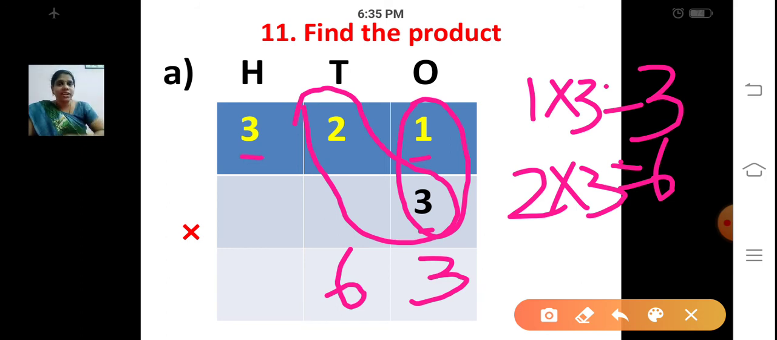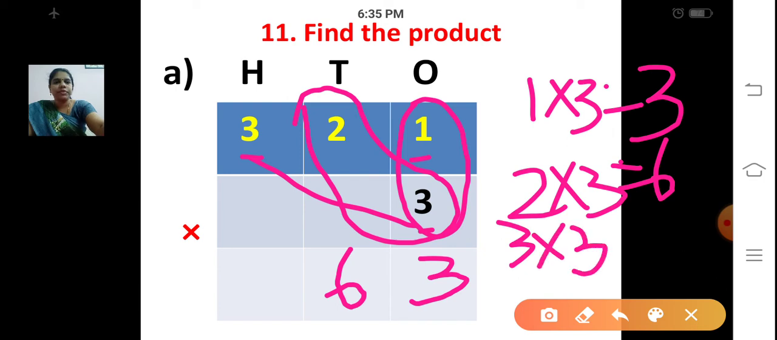Multiply the digit at the hundreds place by this 3. So 3 into 3. 3 threes are 9. 9 hundreds. 3 hundreds into 3, 900. So 3 threes are 9. So the answer is 963.